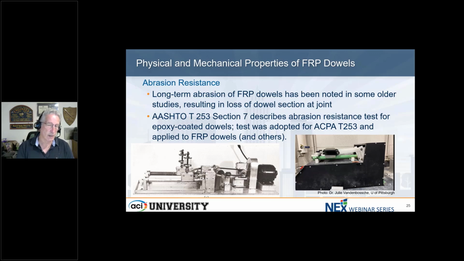And this test was developed for epoxy-coated bars. It's really about measuring the resistance of epoxy to abrasion. But certainly it can also be used for FRP dowels as well, to note whether or not they have any abrasion resistance problems.